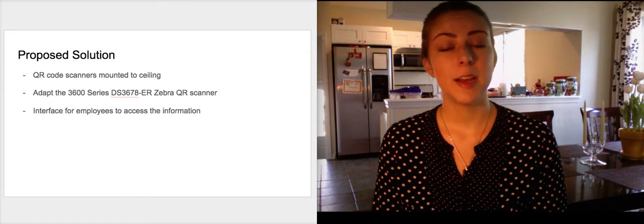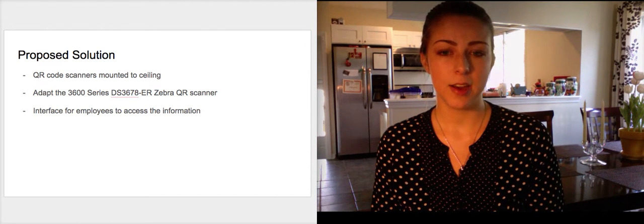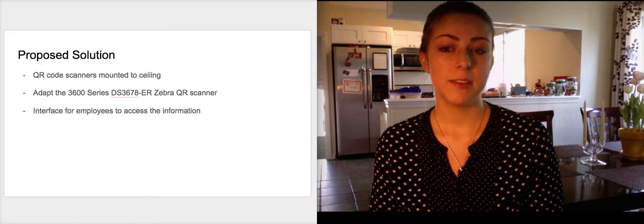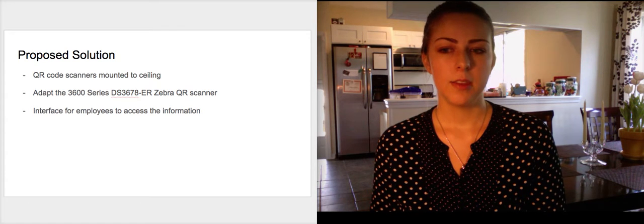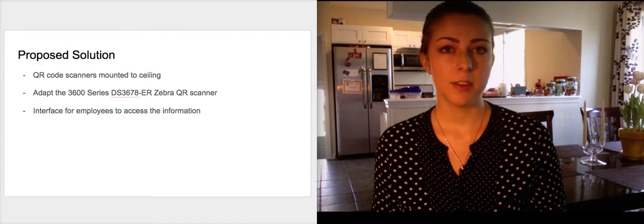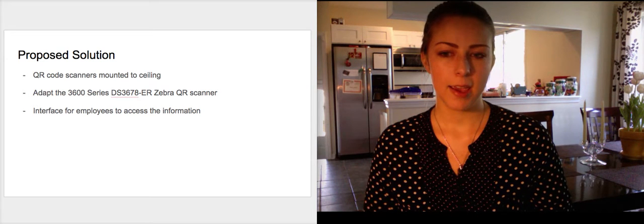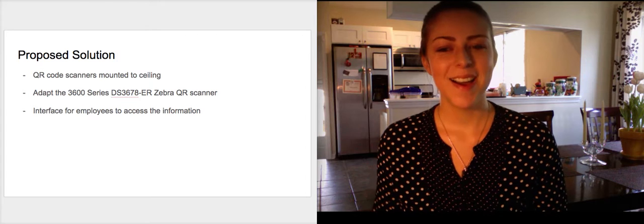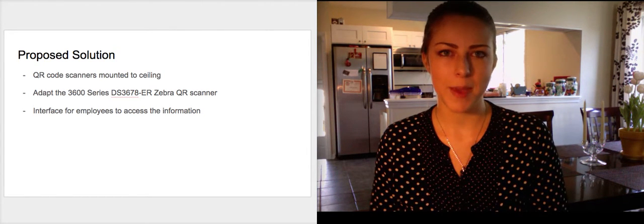The solution that I'm proposing is the adaptation of an existing technology that was created by Zebra Technologies. This device is a long-range, quick-response scanner. The QR scanners would be mounted on the ceilings and used to scan the products in the overhead racking. An interface would also have to be developed for the ease of use by employees and management.